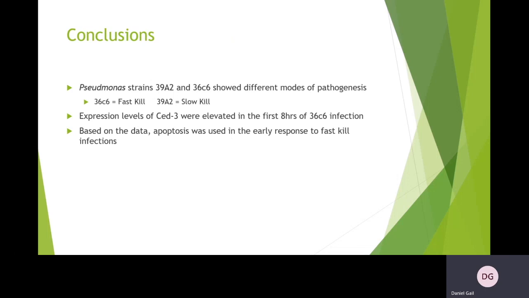The conclusions of the study was that Pseudomonas bacterial strains exhibit different modes of pathogenesis as seen in 36C6, which showed more of a fast kill, while 39A2 showed more of a slow killing pathogenesis. The conclusion of the second aim was that SED3 levels were elevated in the first 8 hours of the 36C6 infection. Based on literature, it makes sense that fast-killing bacteria would increase the expression levels and result in toxins. This shows that apoptosis may be used in the early immune response to fast-kill bacteria.